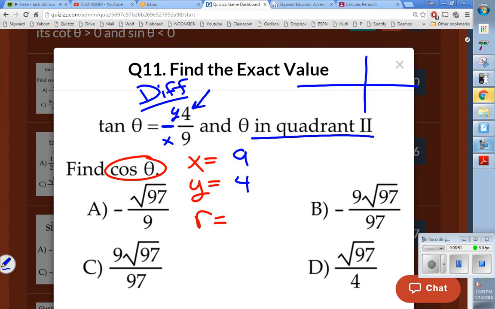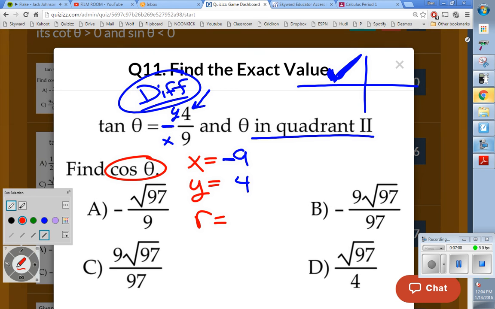So if I'm in quadrant 2, that would put me right here. Which thing is going to be negative in that quadrant? Is it going to be my x or my y? X, because I moved to the left. I moved left and up, so that means my x is negative. My y is positive. I have different signs like I wanted.